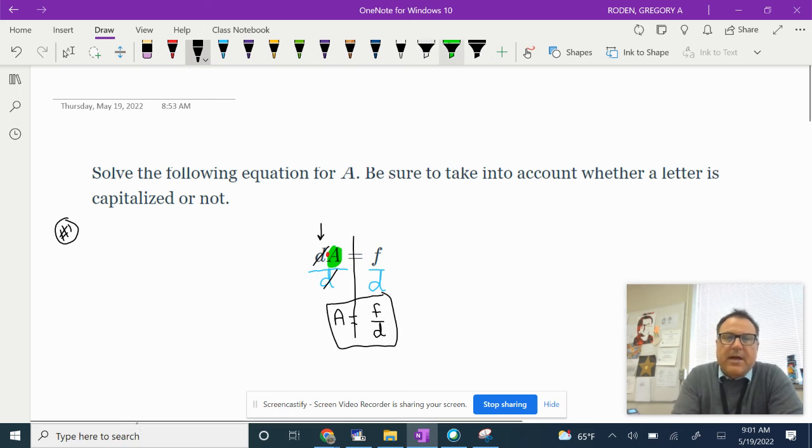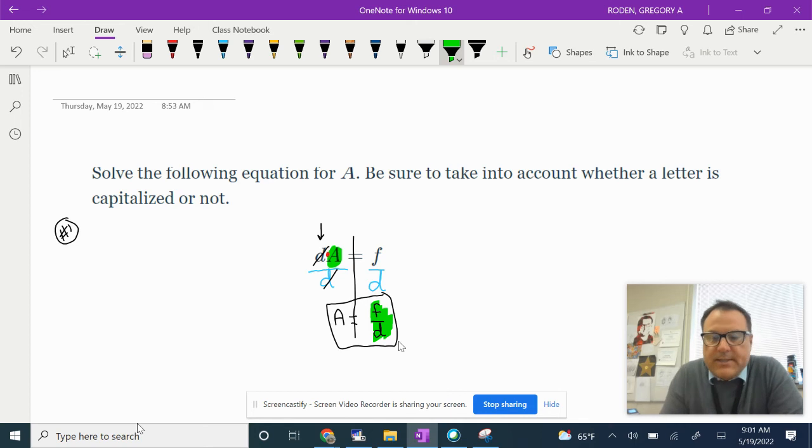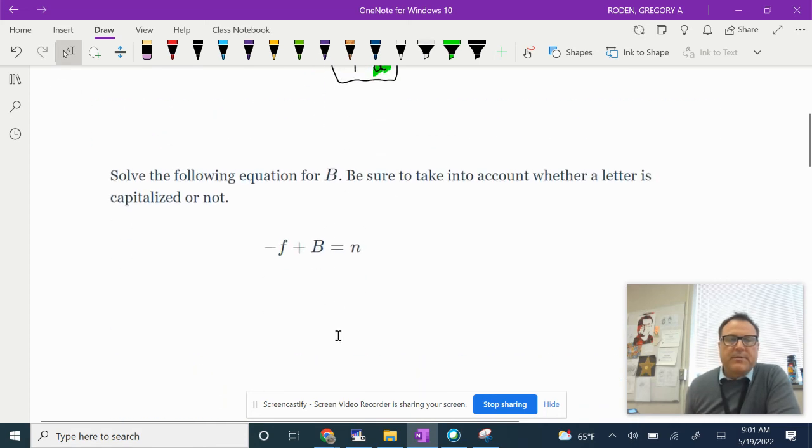Okay, so in Delta Math, you would just put in this part. You'd say F, and then you'd hit the slash key next to the question mark, and then D. And that would be your answer. Okay, awesome. All right, so let's do this one.